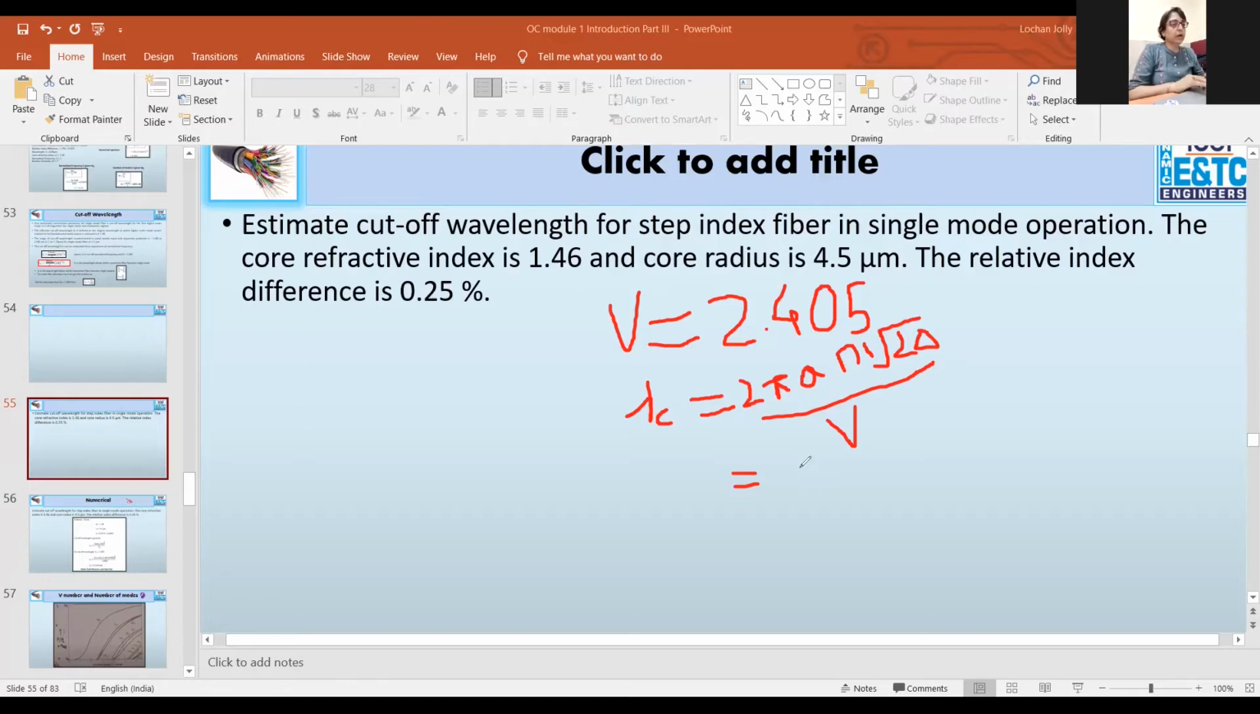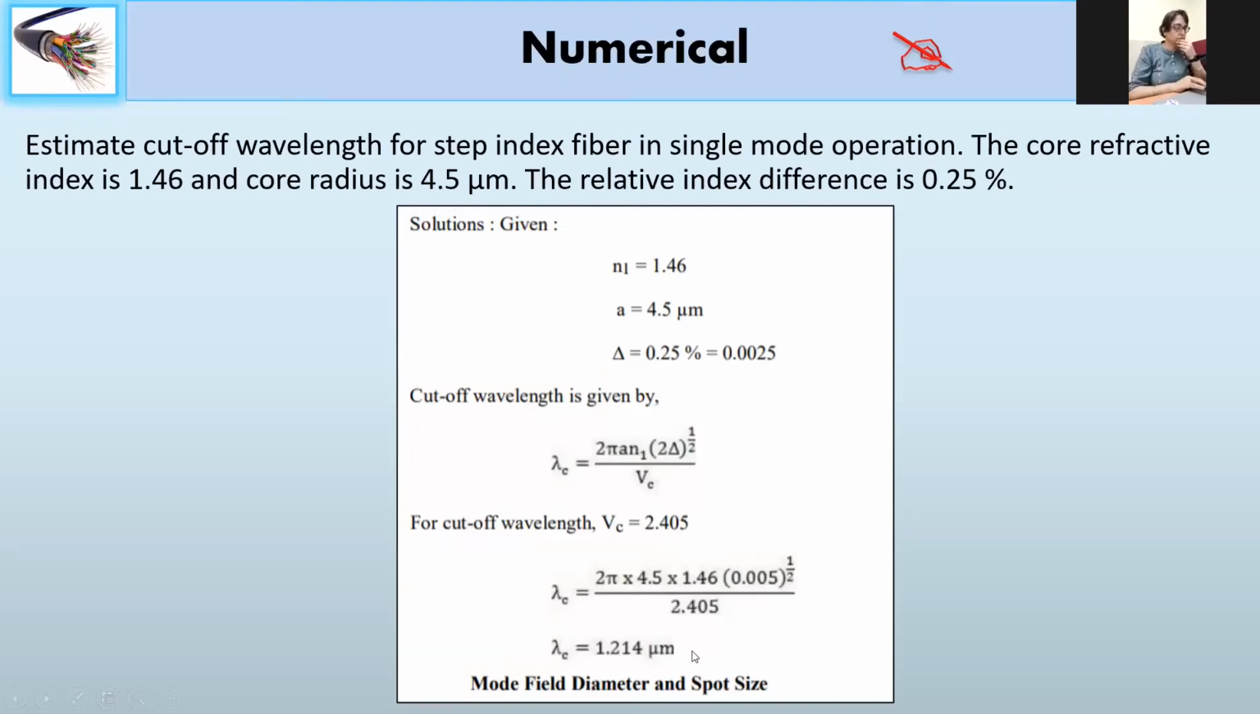0.831 micrometers, or 831 nanometers. Is everyone getting it? Please. Yes, Kirti, your answer is correct. 0.831 is not correct in nanometers. Okay, so I hope the calculations are clear.